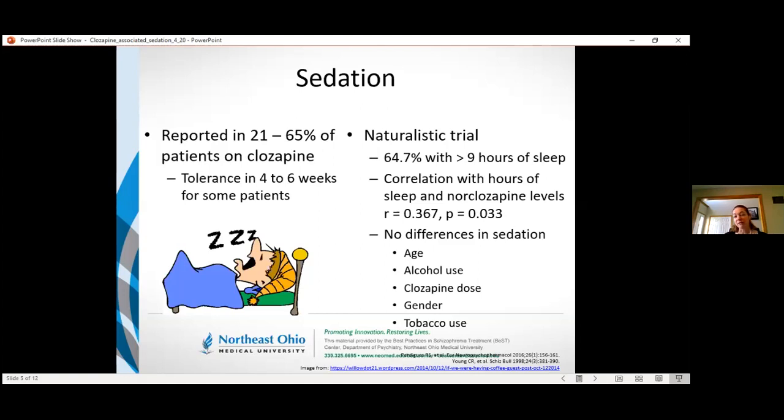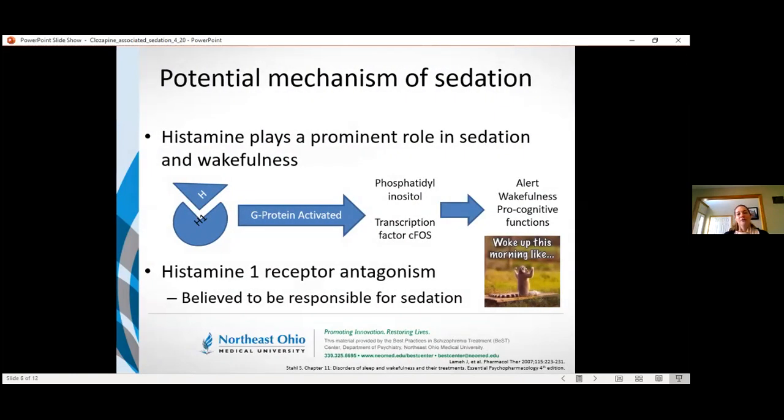So it really looked like for these patients, maybe the norclozapine level played a role, but they weren't able to as clearly identify, hey, these would be all the folks that were at risk for sedation, which they were hoping to be able to narrow down, but just weren't able to do so. So that introduces the question of what might potentially be going on that causes the sedation.